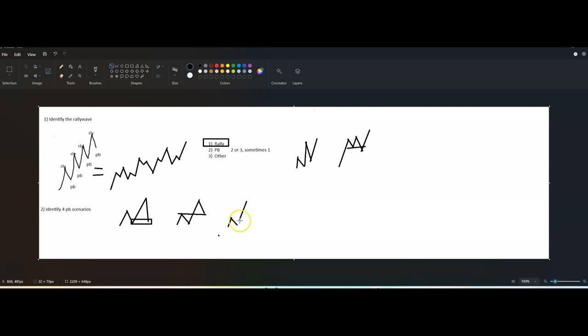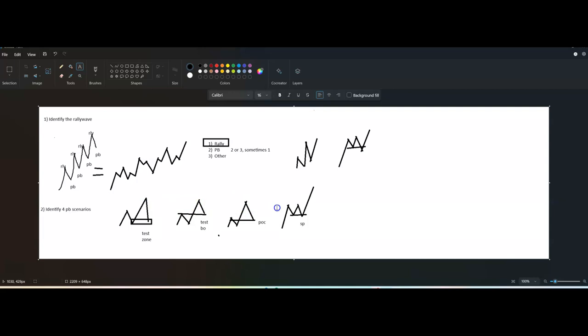The third one is to go to a POC level. The fourth one is to do a spring or upthrust. So these are the four that will occur all the time. These are the four pullback scenarios.